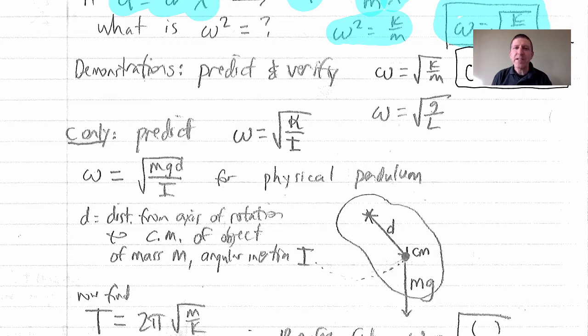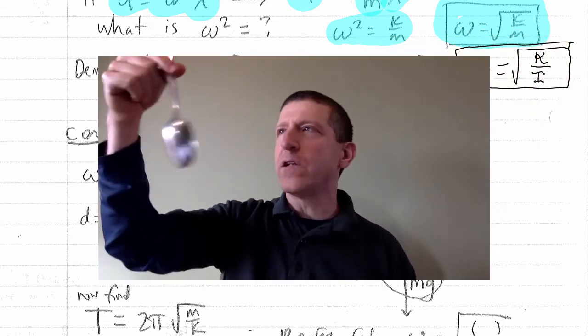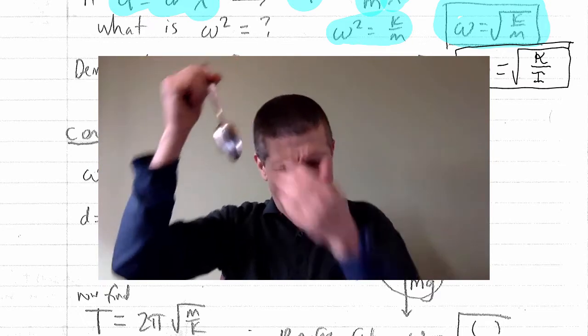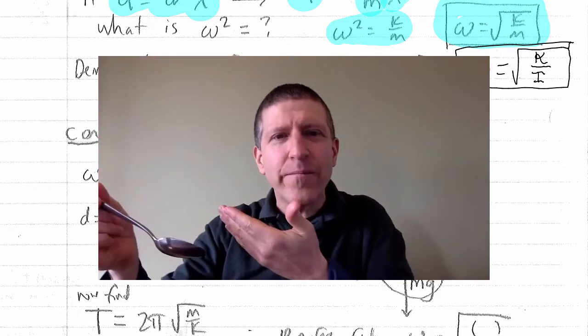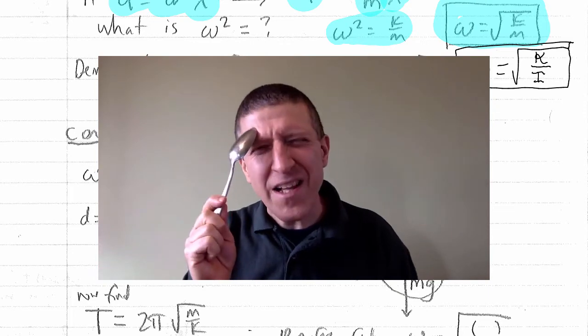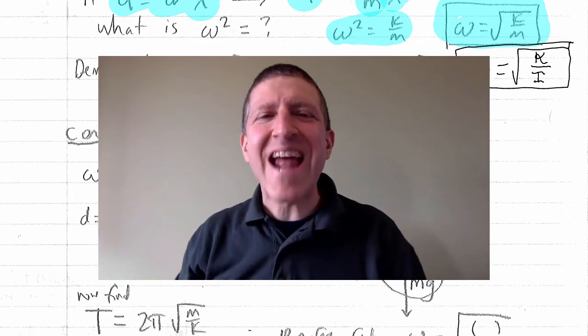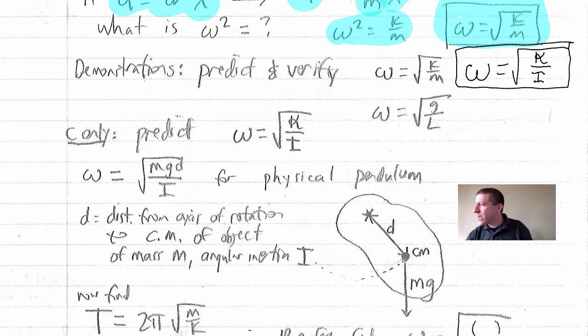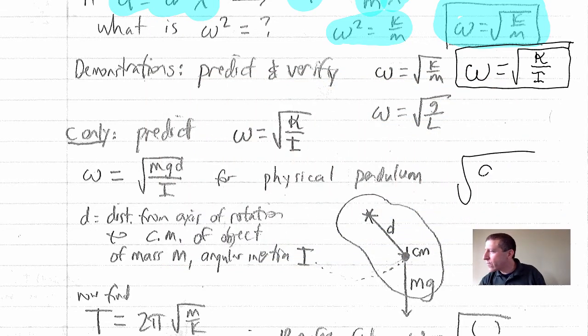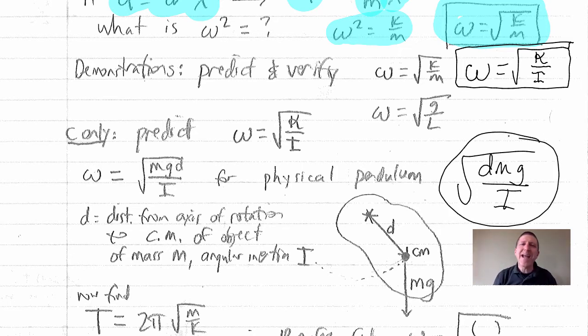This is not as easy for a physical pendulum, but you can use a little mnemonic that I like to use. So when you're playing with physical pendulums, back and forth, any object like this, ow, you got to watch out. Because with a physical pendulum, you might get some damage over your eye. So I like to write this like this, square root of dmg over I. Got to watch out with those physical pendula. You might get some damage over your eye. What the heck does this mean?